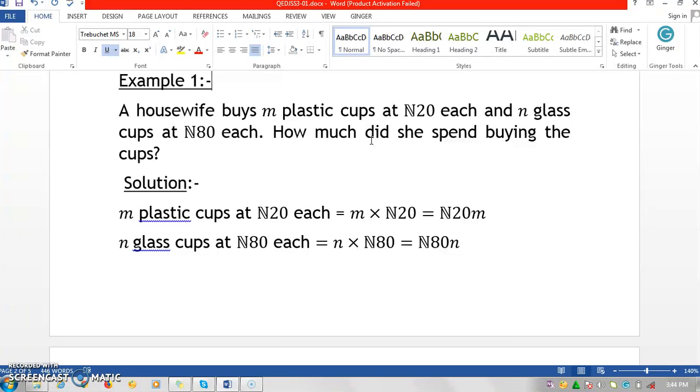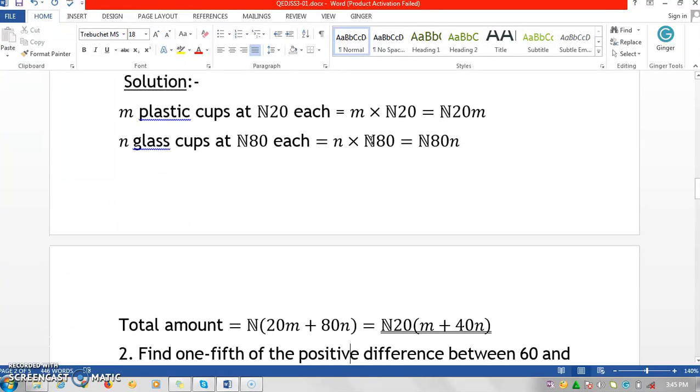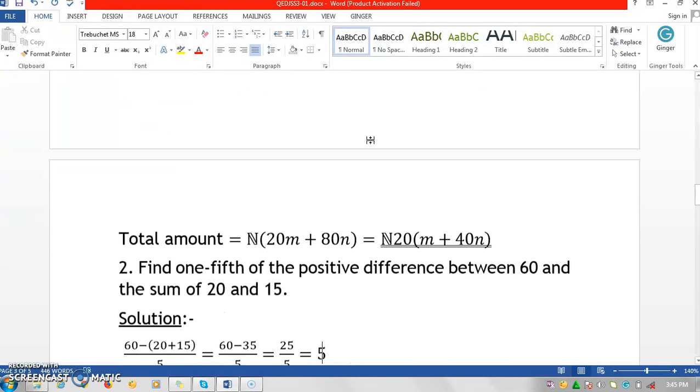Assuming she bought 2 at 20 naira each, we would just say 2 times 20, that will give us 40. But since we are not given the exact number, we are only given the variable, an unknown variable, multiplied by it. The same applies to the glass cups. N glass cups at 18 naira means n times 18. Then we have to find the amount she spent buying everything. That simply means we want to add 20n plus 18n to get our answer.